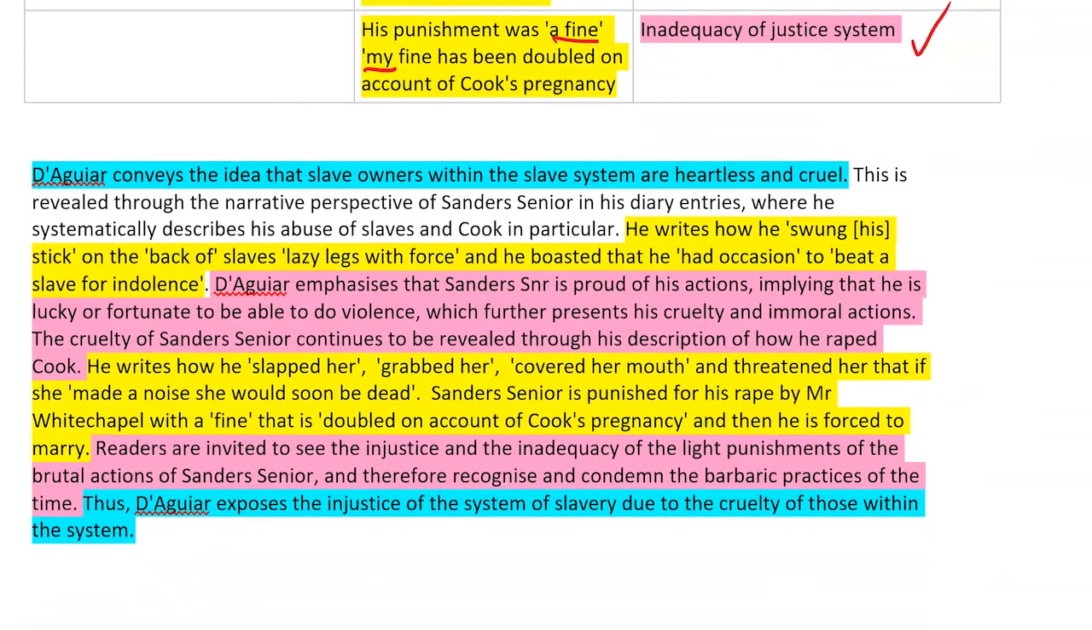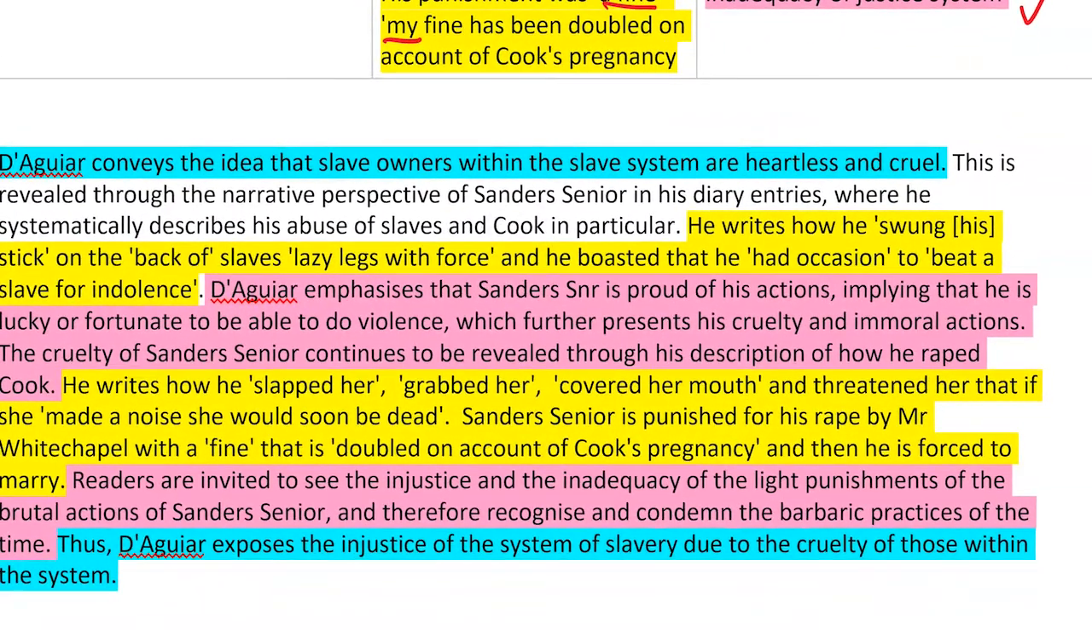And so this became our paragraph that we wrote. We started with a basic statement. Again, we might start with stepping above the text. So we start with the name of the author and the idea that he is conveying. So Dubois conveys the idea that slave owners within the slave system are heartless and cruel.